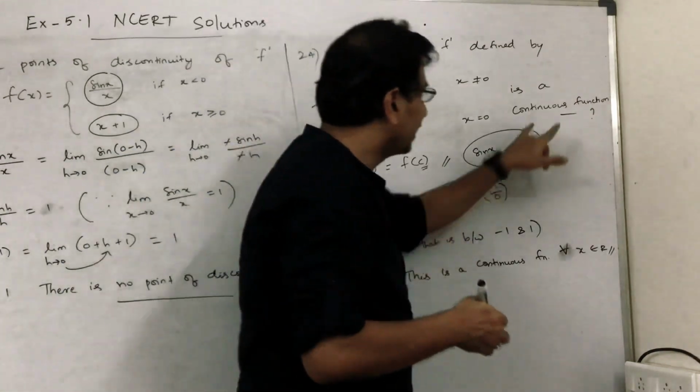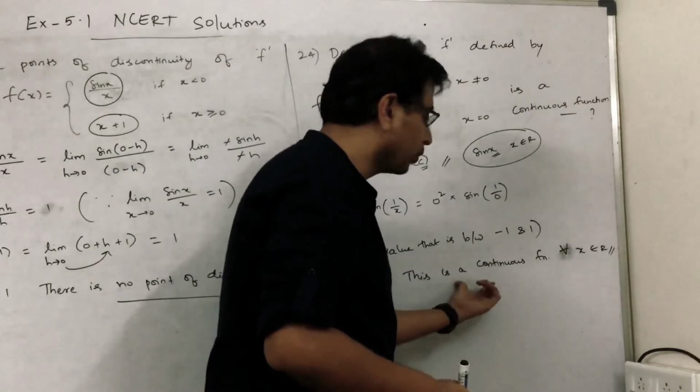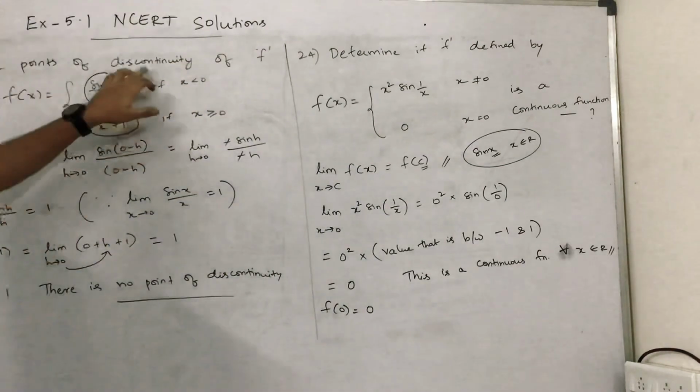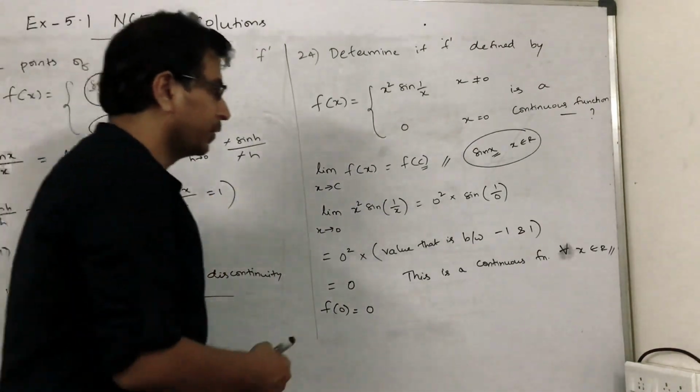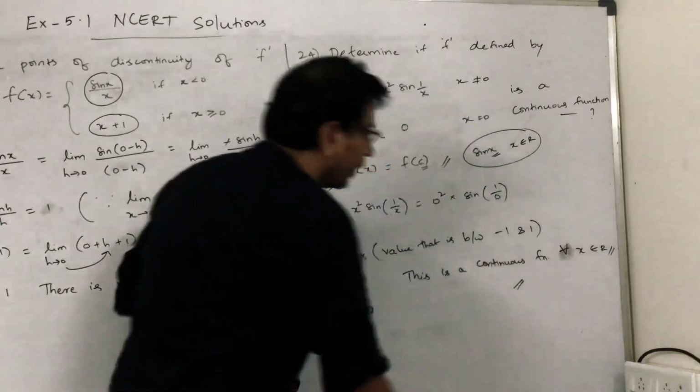So, observe, here he has asked whether it is continuous or not, so you need to report whether it is continuous or not. Whereas, in the previous problem, he asked about discontinuity, so you have to say there is no point of discontinuity. So, this is all about the 24th problem.